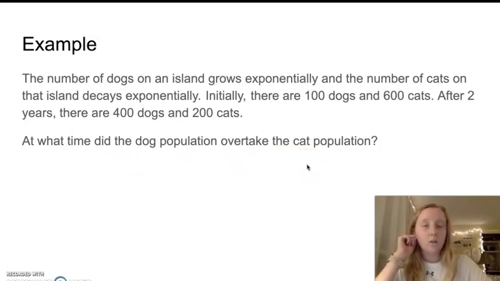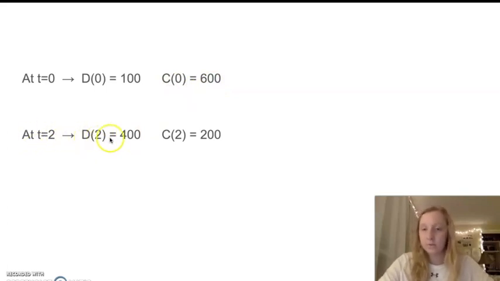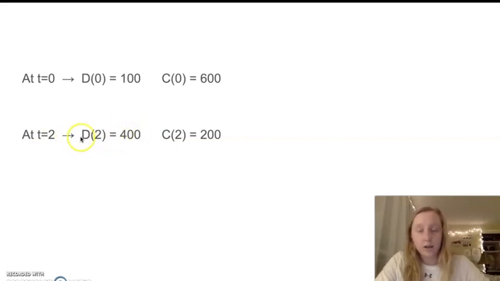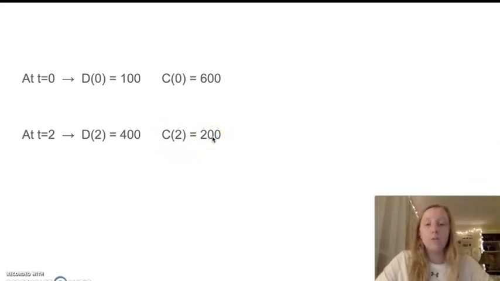So, in order to solve this problem, the first thing we need to do is put these into equations and out of words. So, rewriting what the problem said, at time equals 0, d of 0 equals 100 because there are initially 100 dogs. C of 0 equals 600 because there are initially 600 cats. At t equals 2, d of 2 is going to equal 400 because there are 400 dogs after 2 years. And C of 2 is going to equal 200 because after 2 years there are 200 cats. So now we are ready to start the problem.